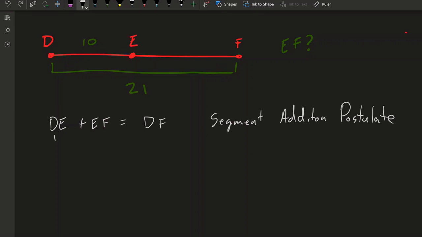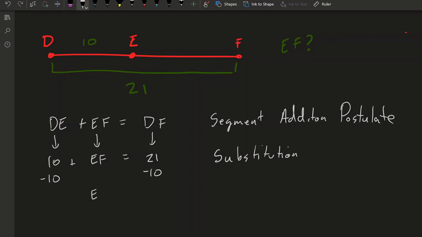Just like last time, I'm going to do some substitution. DE is 10. I don't know what EF is, so I'm going to leave that there. That is equal to DF, which is 21. The reason for that is substitution. Now, if I want EF by itself, I can just subtract 10 on both sides, and I'll get EF is equal to 11. And again, when I'm doing math like that, I can say that my reasoning is algebra.